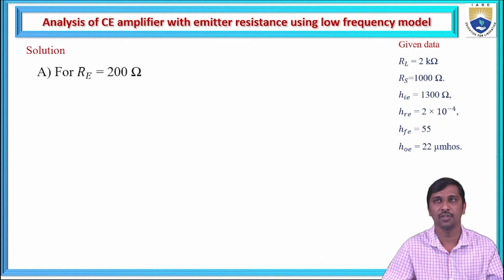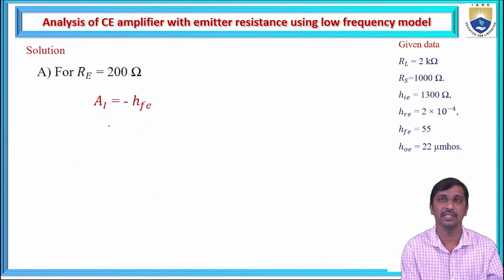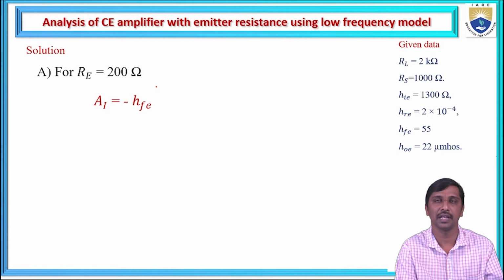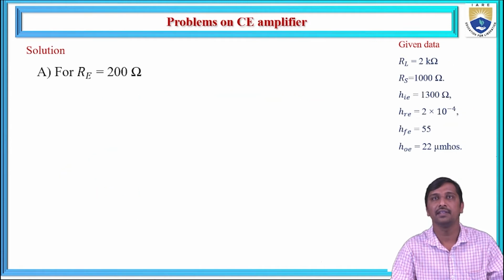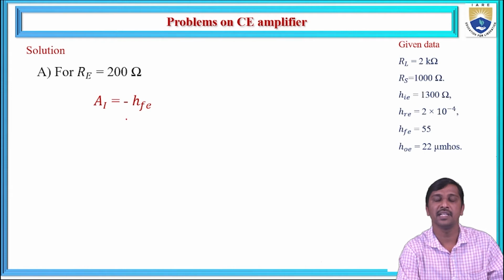So now I'm going to first calculate the current gain. Here we are employing the approximate model analysis. We already observed the analysis of this common emitter amplifier, so based on this, I'm going to calculate these problems. So now we are going to calculate the current gain based on the approximate model analysis.